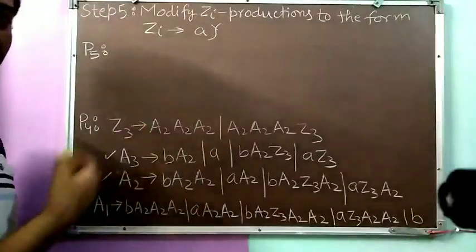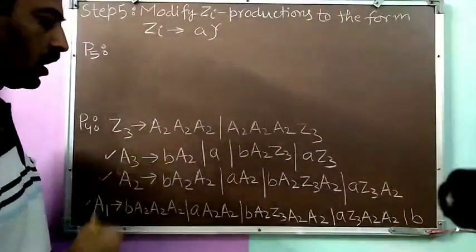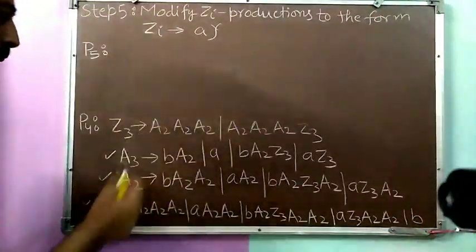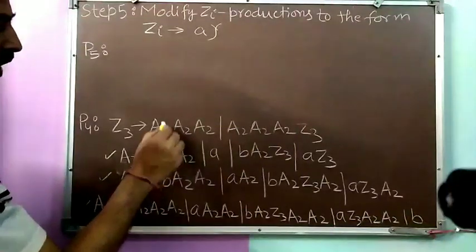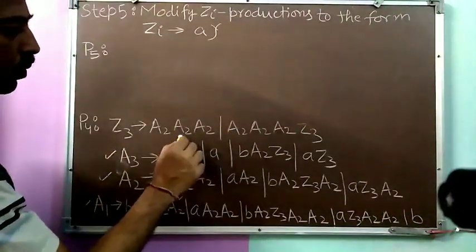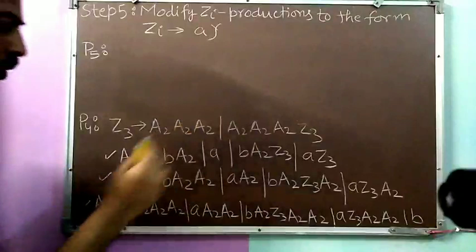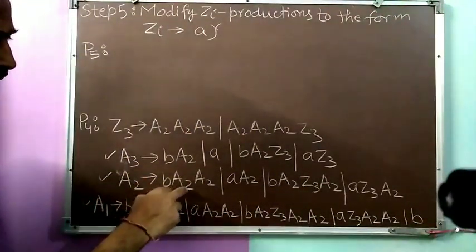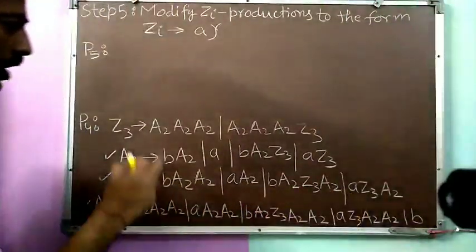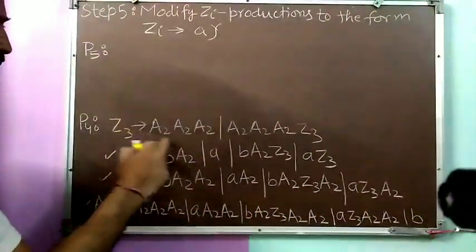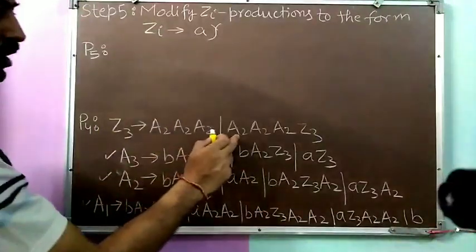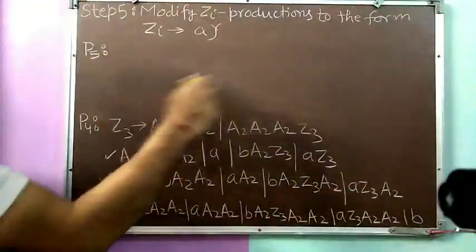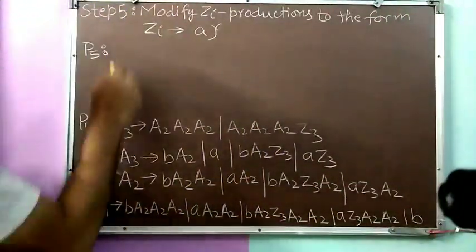So in this manner, by applying lemma 1 again, we will convert all these Zi productions to the form Zi to A gamma. So let us apply it. Here we have A, we have to replace the value A2, and then it should be followed by two variables A2, A2. A2, in our case, has 1, 2, 3, 4 values. So when we put it here, this production will generate 4 productions. Similarly, when we put the value of A2 here, this production again generates 4 productions. So there will be a total of 8 Z3 productions.